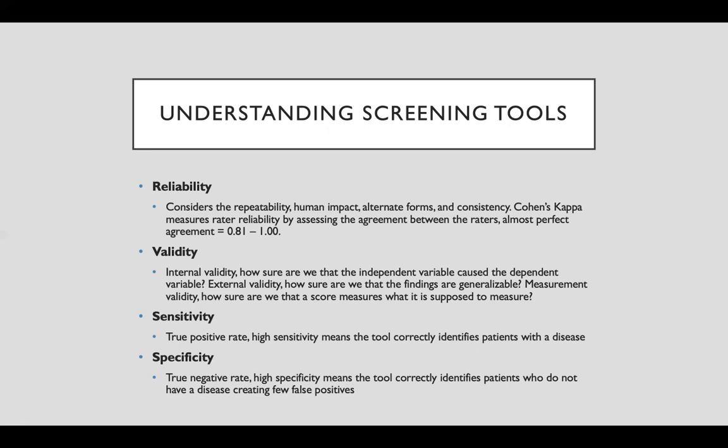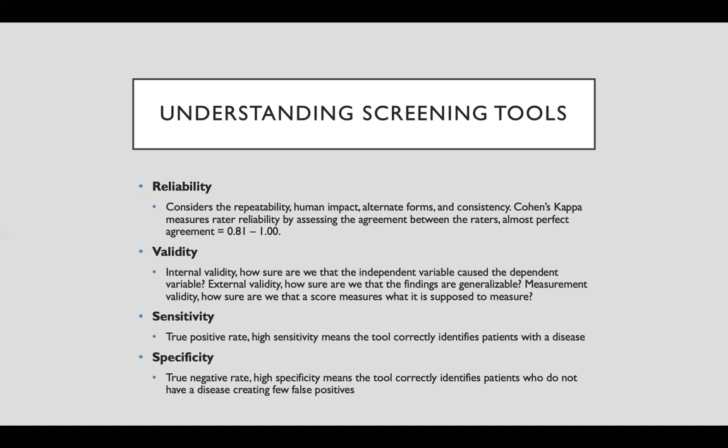Next is validity. For internal validity, we're looking at how sure we are that the independent variable caused the dependent variable. Whereas external validity looks at how sure we are that the findings are generalizable to a bigger population. We also look at measurement validity, which is how sure are we that the score measures what it's supposed to measure, which will be important for looking at screening tools.